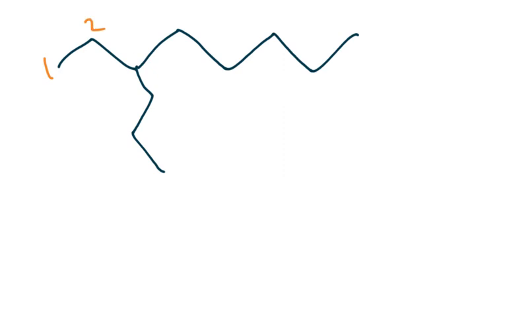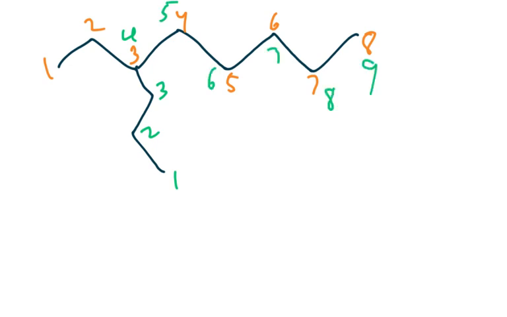We can number it like this: 1, 2, 3, 4, 5, 6, 7, 8. Or we can number it like this: 1, 2, 3, 4, 5, 6, 7, 8, 9. So those are the 2 main ways we can number it. So which one would be the longest? Or you can actually number it the other way too: 1, 2, 3, 4, 5, 6, 7, 8, 9. So these are the 3 main ways that we could number this chain.